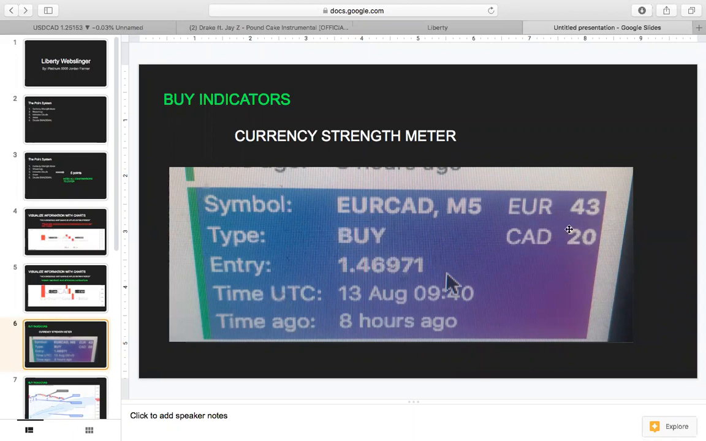So check this out. At the top, we have our primary currency or our base currency, which is the euro. And then we have our secondary currency, which is the Canadian dollar. All right. Now, look, if the top is larger than the bottom, then that means buy. You can write that in your notes with the currency strength meter. If the top is larger than the bottom, then that means ultimately the market is buying. It's probably going to be trending up.